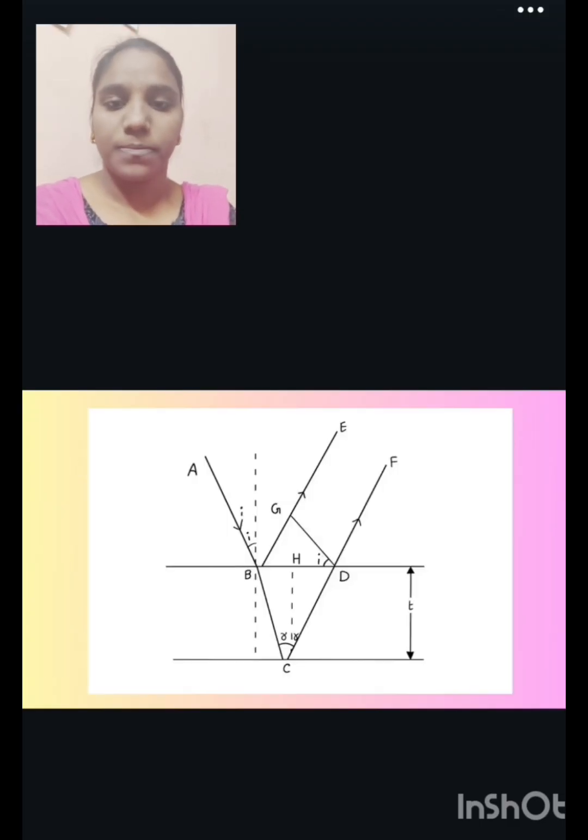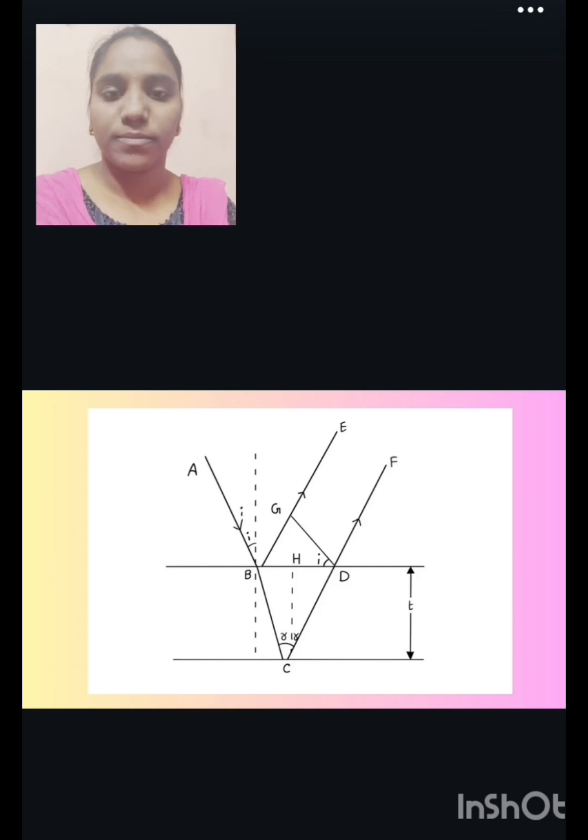Now we have to see the diagram. Now see, ray AB is reflected and refracted as BC, and the BC ray again will be emerging through the CF.